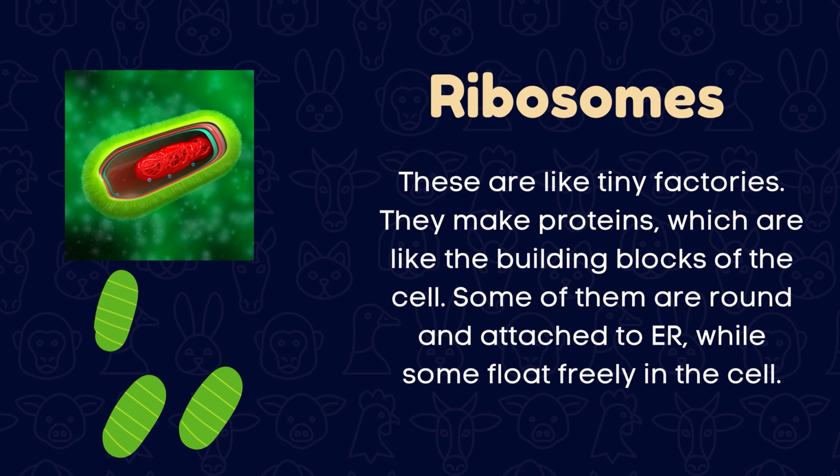Next are the ribosomes. These are like tiny factories. They make proteins which are like building blocks of the cell. Some of them are round and attached to the ER, and what ER is we'll learn later on, while some float freely in the cell.